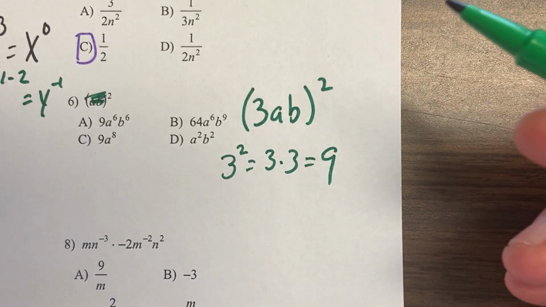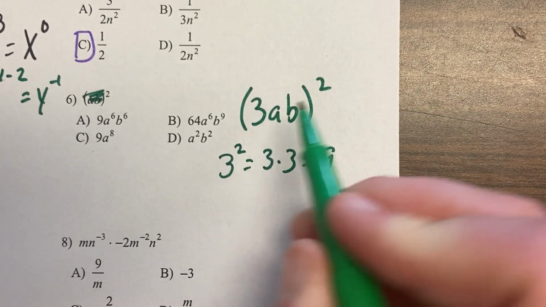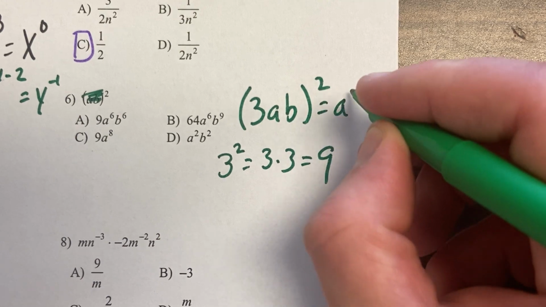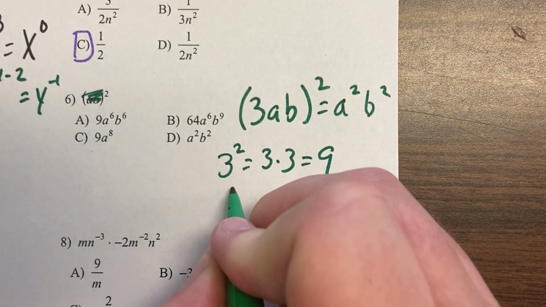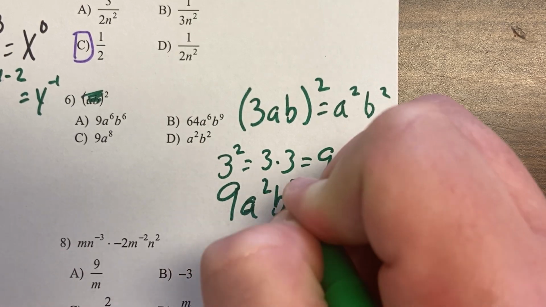Just remember, this is an exponent. Take care of your exponent. Same thing going involved in here. We've got to raise all the stuff on the inside to the second power. So we should be left with 9, I don't know if it equals a squared, b squared.